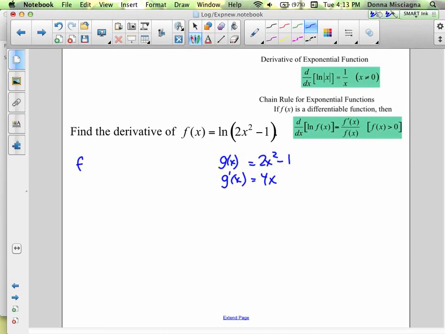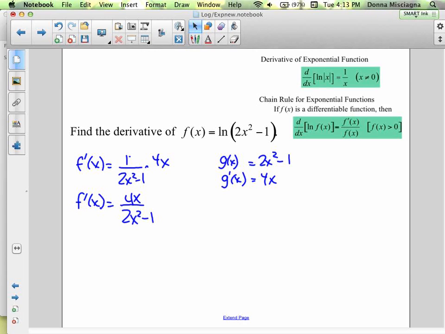Anyway, all right, so now the derivative for the whole function, because that was the derivative of the inside part, is going to be 1 over 2x squared minus 1 times 4x, or 4x over 2x squared minus 1. And there we go. There's our derivative. That's simple. Let's continue on.